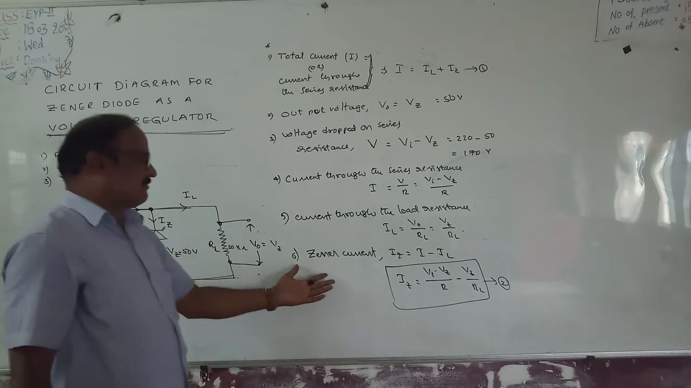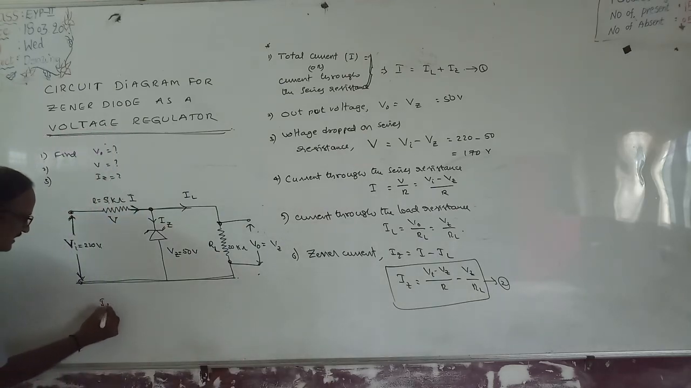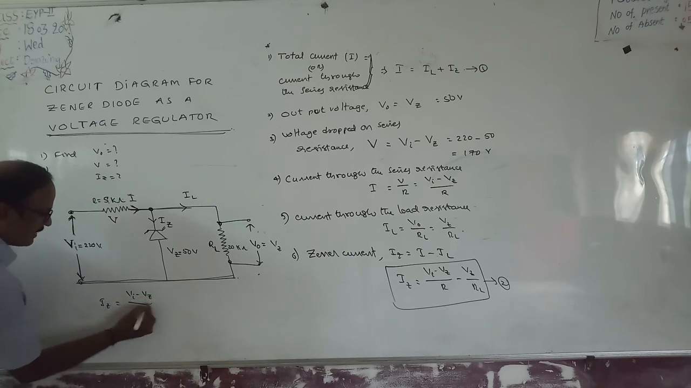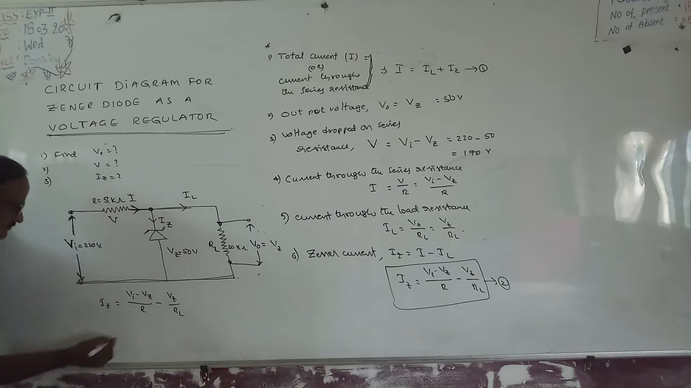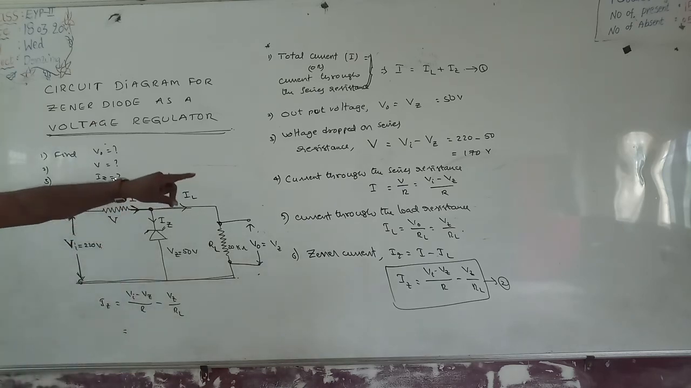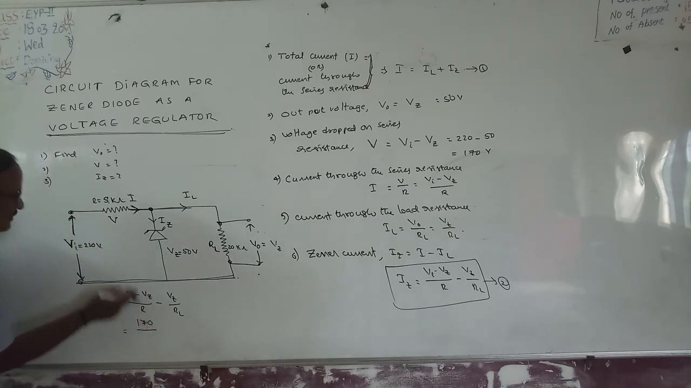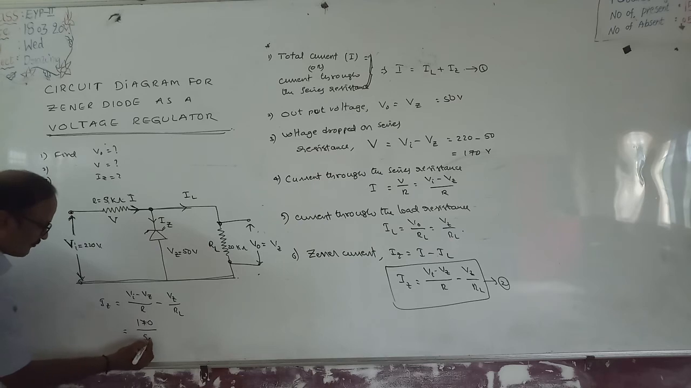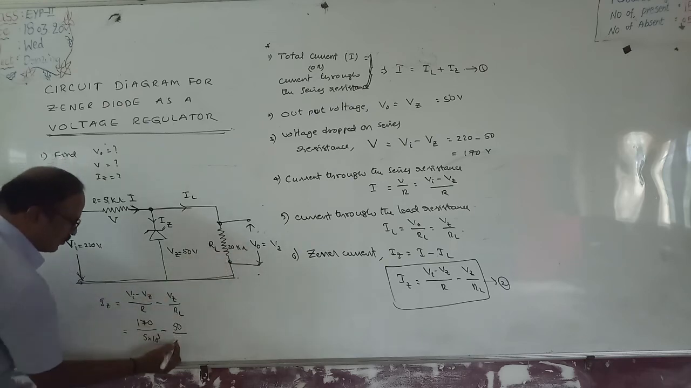Next, find the value of Iz. Directly we use the formula Iz is equal to (Vi minus Vz) by R minus Vz by RL. What is Vi minus Vz? Vi minus Vz is equal to 170, by R equal to 5 kilo ohms, that is 5 into 10 cube, minus Vz which is 50, by RL equal to 20 kilo ohms.